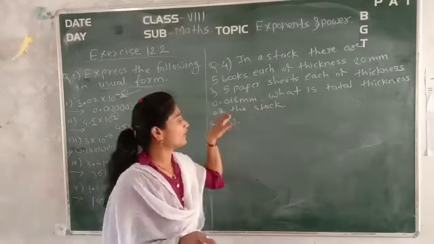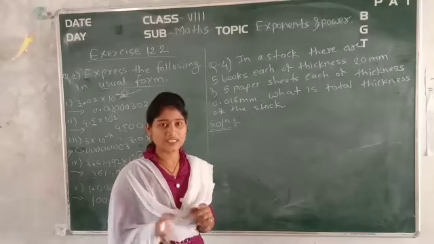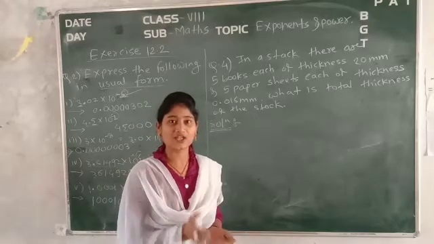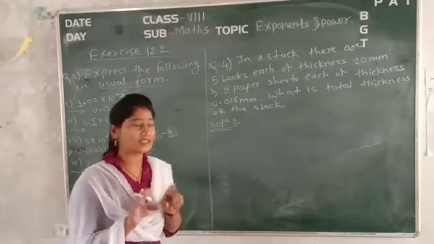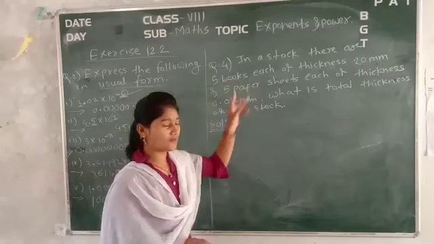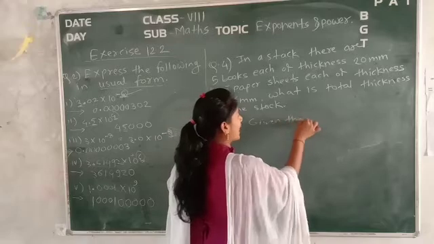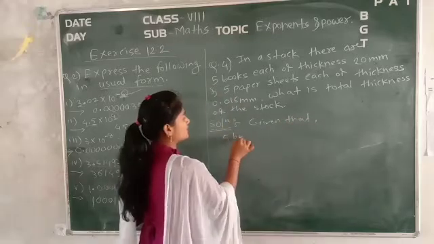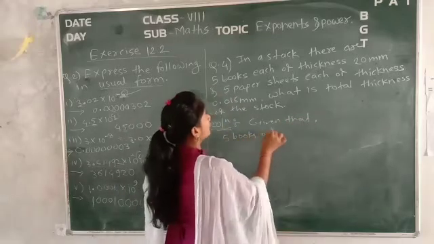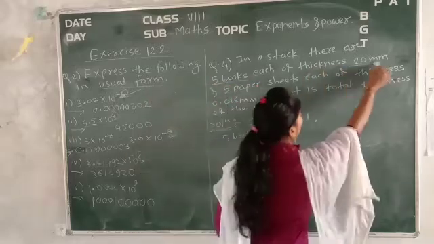And what is the final question they are asking you? What is the total thickness of the stack? It means they are asking you to find the total thickness of the stack if the stack contains 5 books. Okay, write down this one. That is, it is given that 5 books of thickness 20 millimeter.